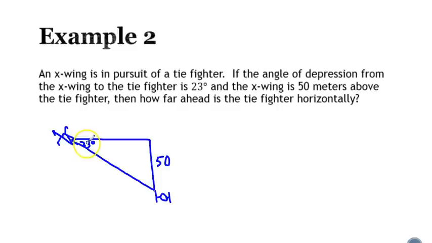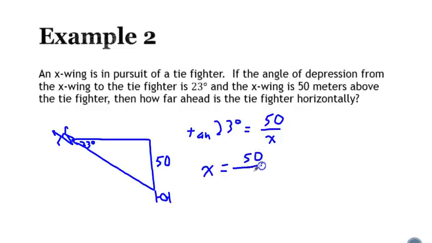So again, my relationship for a given angle to the opposite side and the adjacent side is going to be tangent. So I'm going to say tangent of 23 degrees is equal to 50 over x. I usually like to use x for the horizontal lengths and y for the vertical ones. And to solve this, I would need to multiply both sides by x, and then since I'll have x times tangent of 23, I'm going to divide by the tangent of 23. So this will be x equals 50 over tangent of 23 in our calculators.